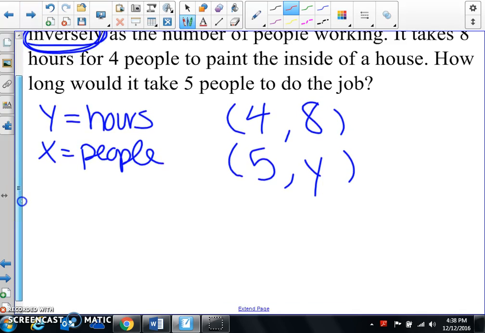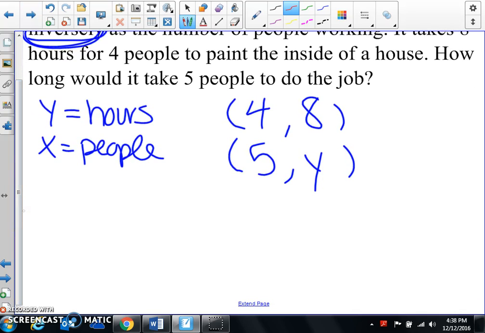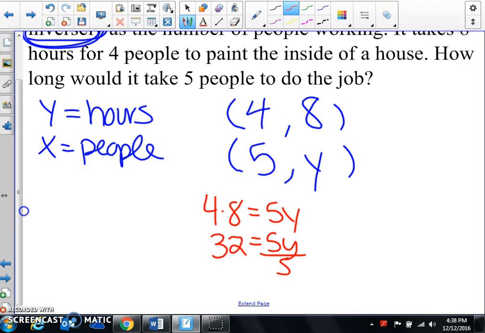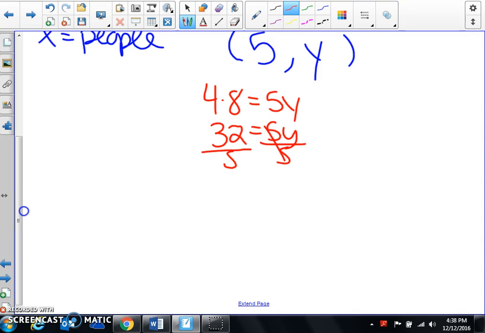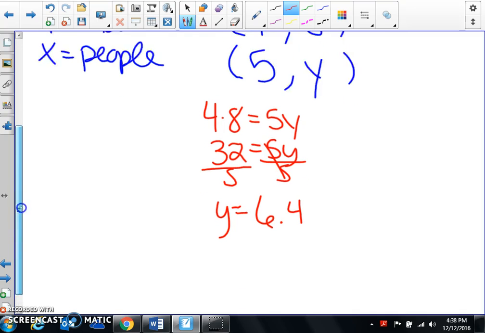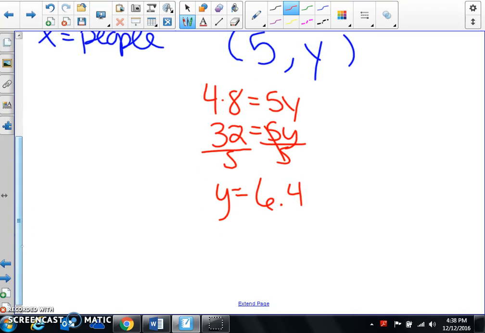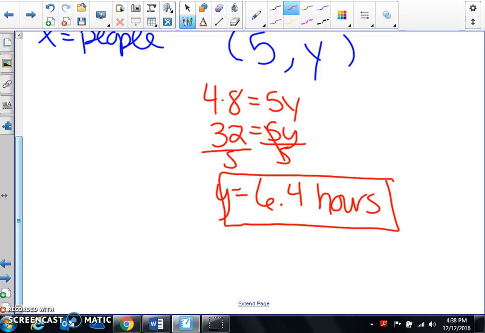Okay, it's an inverse. Inverse means to multiply, so we're going to multiply our coordinates. 4 times 8 equals 5 times y. 4 times 8 is 32. Divide both sides by 5. Y equals 6.4. And then remember, y was what? Hours. 6.4 hours. And that's it.